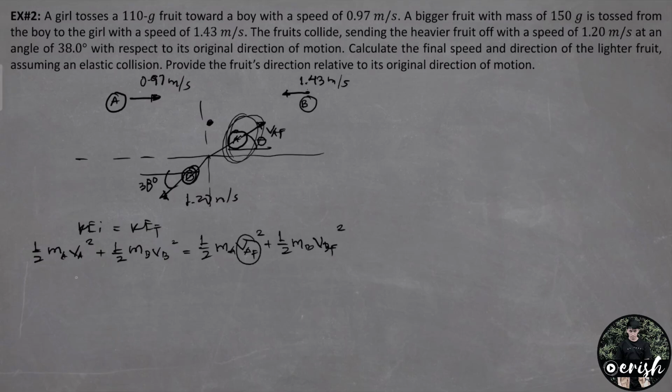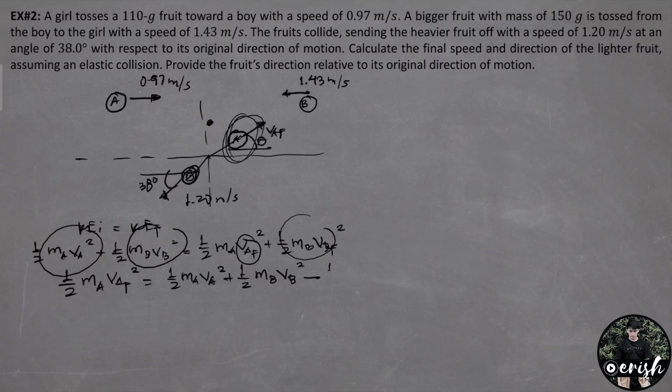Ito yan. So we have 1/2 mass A velocity of A final square equals 1/2 mass A velocity of A square. Plus 1/2 mass B times the velocity of B square, minus 1/2 times mass B, velocity of B final square. Multiply natin both sides by 2 para makancel ito, and we divide both sides by mass A.